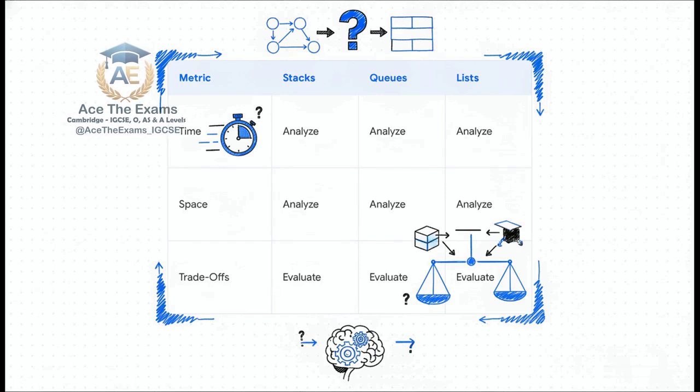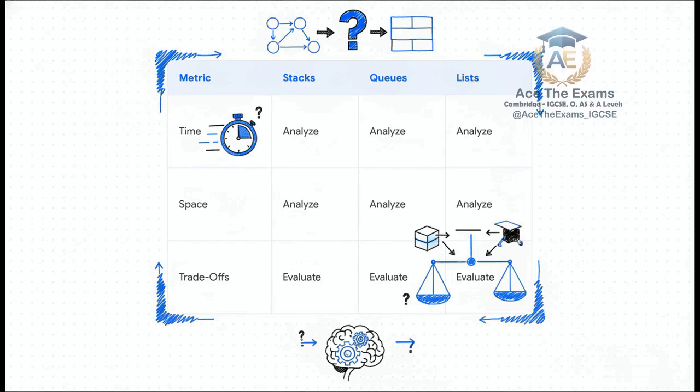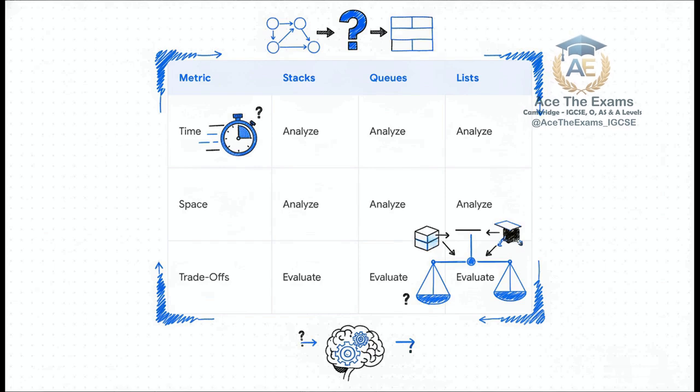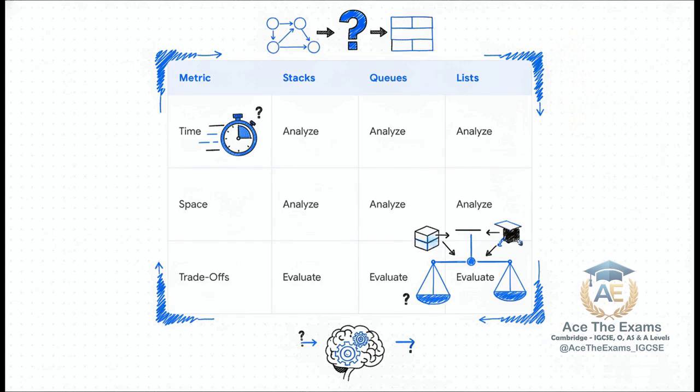You need to analyze the space complexity. Are you wasting precious memory allocating a massive contiguous array for a queue when a dynamic linked list would only use the exact memory it needs at that exact moment? You must demonstrate this evaluative thinking by weighing these trade-offs directly against the specific constraints of the exam question.